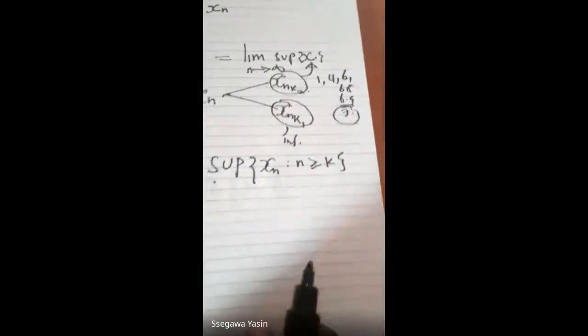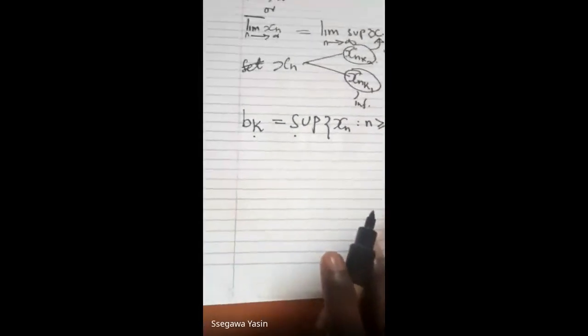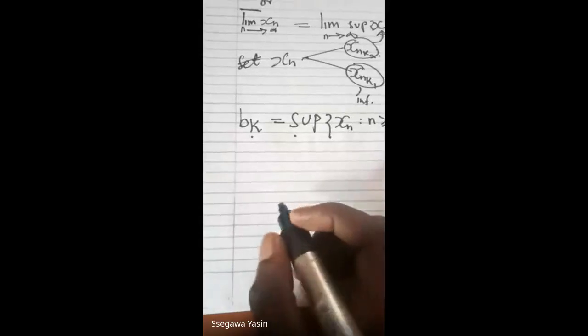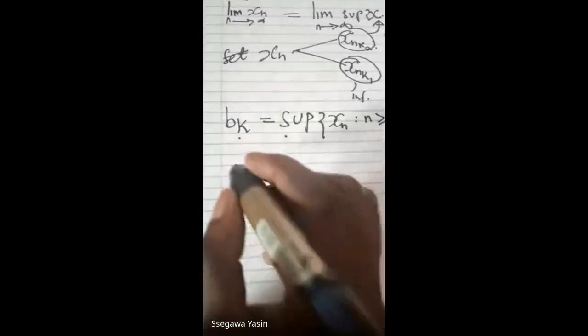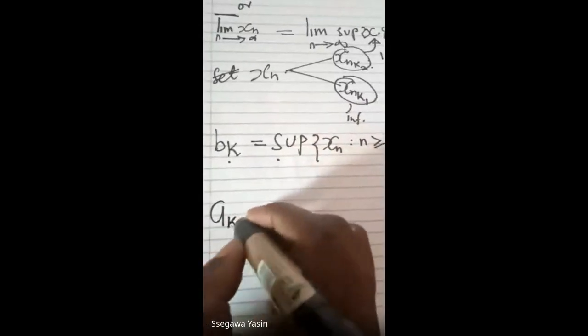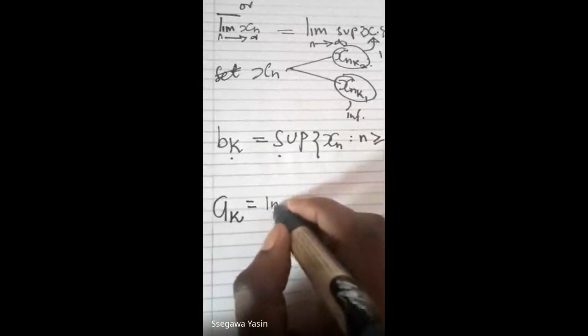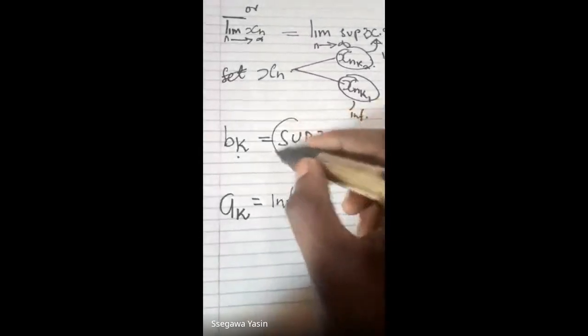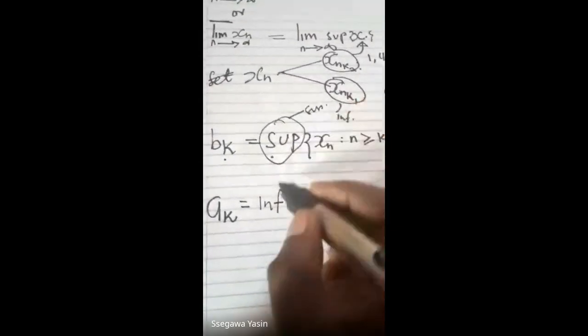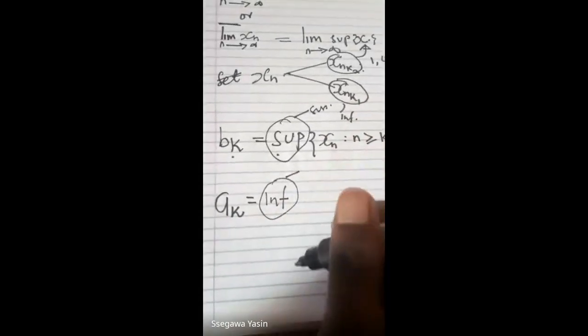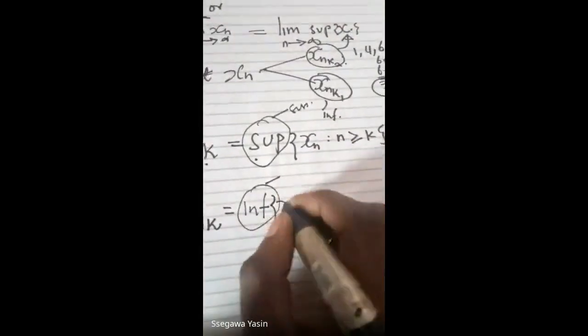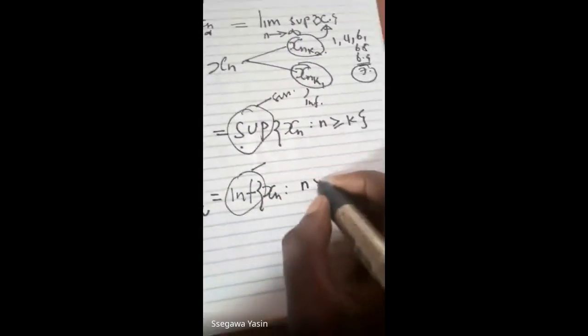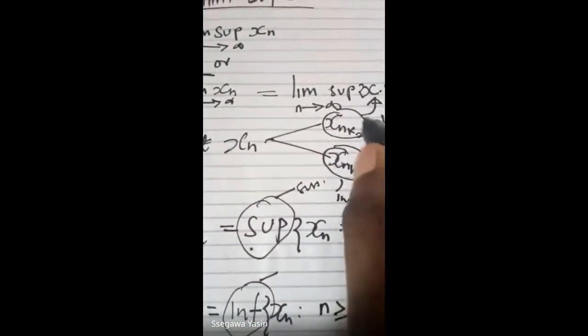Then also, we are going to see, please, it is page 35, that this lower subsequence we are going to call A_k, and this is the infimum. The other one is the sup, the supremum we saw. This is the inferior, this is the inf of the set x_n, but n must be greater or equal to k. So now you see that this is the sequence I'm talking about.